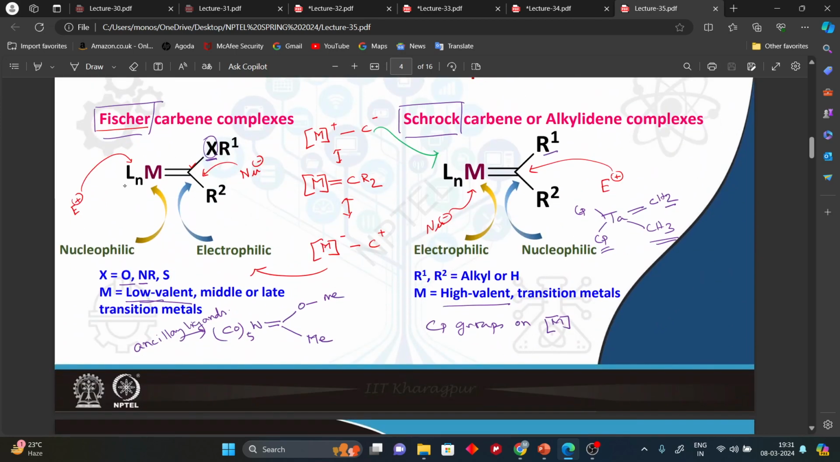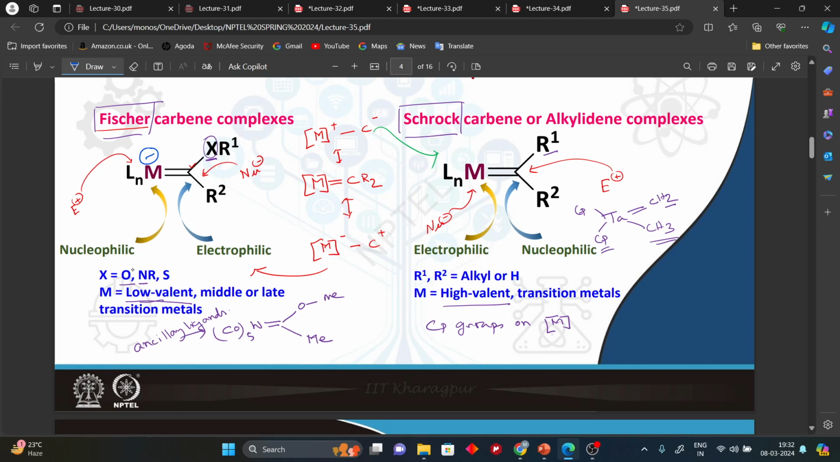So for this metal unit, the nucleophile can attach, and it can do nucleophilic reaction. The value is very negative for the Schrock case, because of this, for here, nucleophilic.